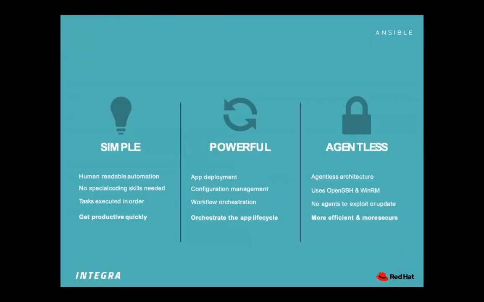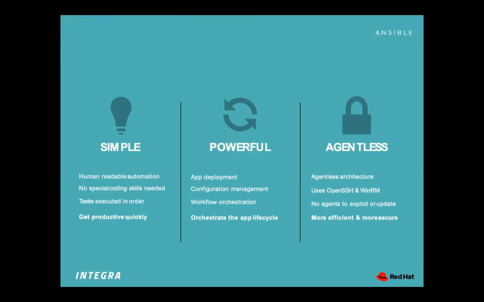Okay, so the main features of Ansible. Ansible is very simple and easy to use. It is human readable automation. It is a declarative way of describing your tasks in the form of YAML. You need no special skills or programming skills to use this Ansible automation. And the tasks are executed in an orderly manner. This helps you to achieve productivity by using Ansible automation.